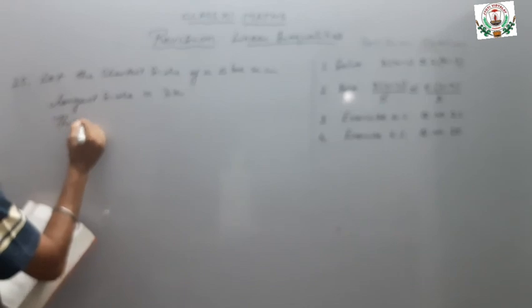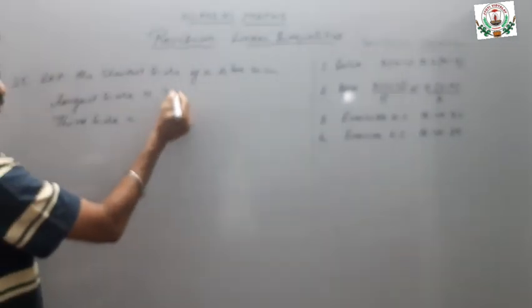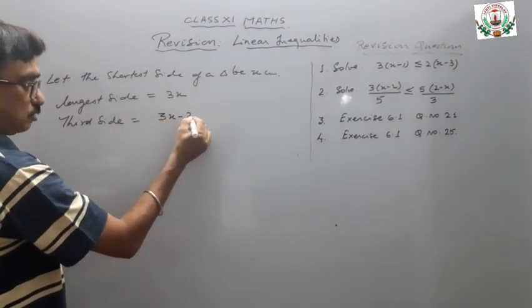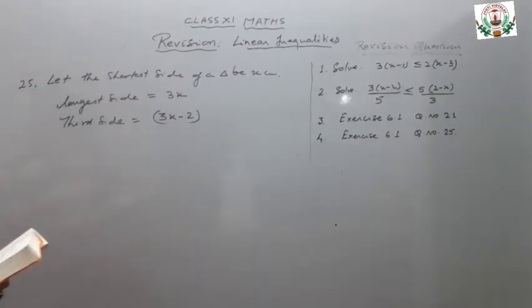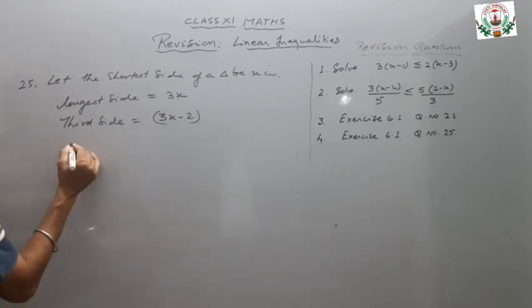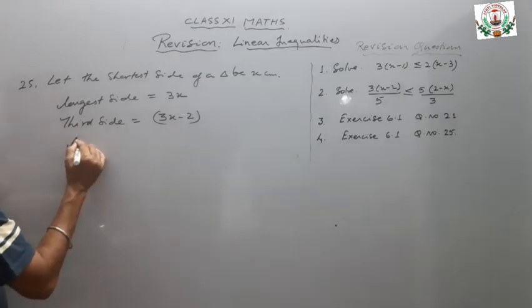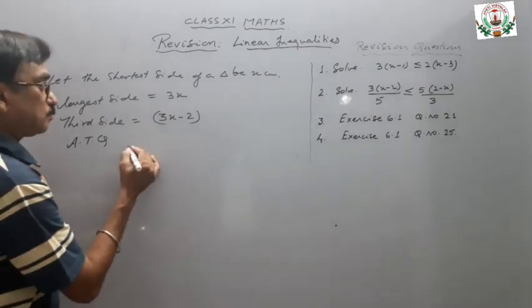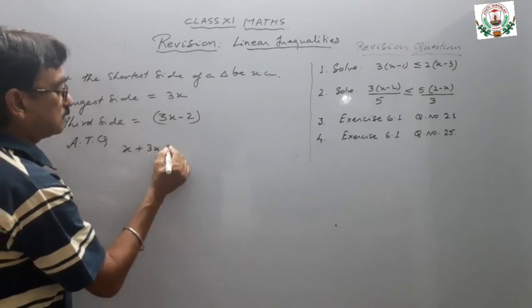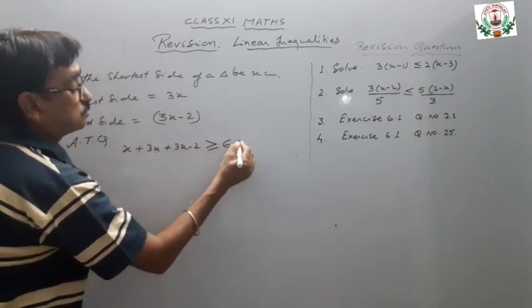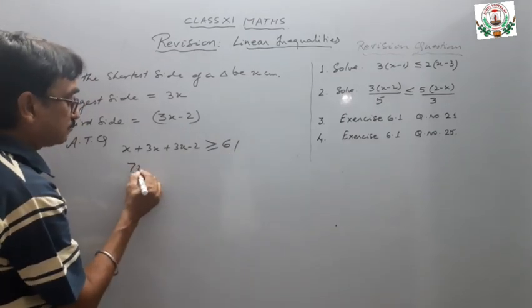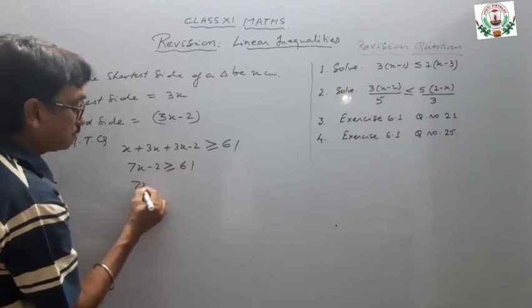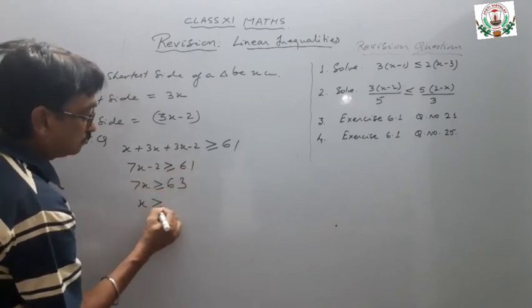And the third side is 2 centimeters shorter than the longest side. The longest side is 3x and 2 centimeters shorter means minus 2. Okay, the perimeter of the triangle is at least 61 centimeters, and the perimeter of a triangle is the sum of all the sides. So x plus 3x plus 3x minus 2 greater than or equal to 61. When we add this up, we get 7x minus 2 greater than or equal to 61. 7x is greater than or equal to 63, x is greater than or equal to 9.